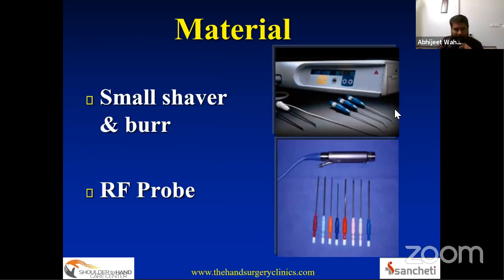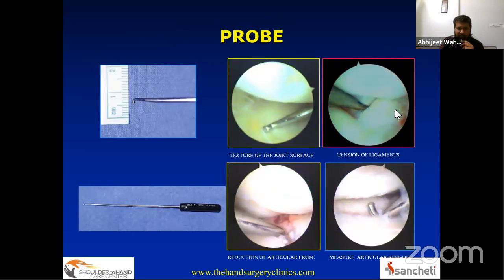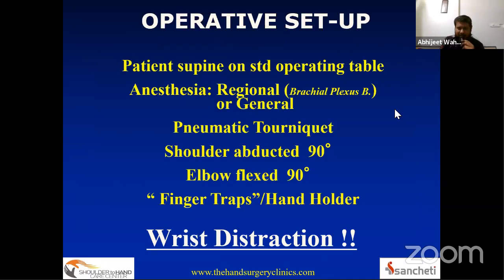However, if you have access to these fancy small shavers and burrs and RF probe, it only helps you expand your therapeutic procedures and indications for wrist arthroscopy. It's not a new adage that the probe is the arthroscopist's extension of the finger. It allows you to assess the texture of the cartilage, the tension in the ligaments, reduction of the articular fragments, or to measure articular step-offs.